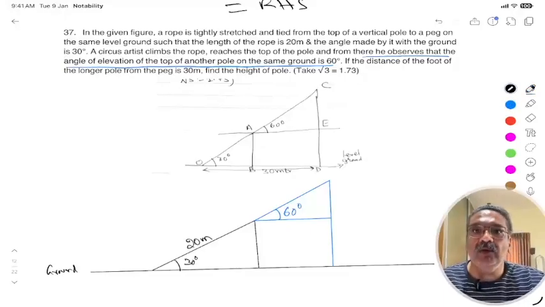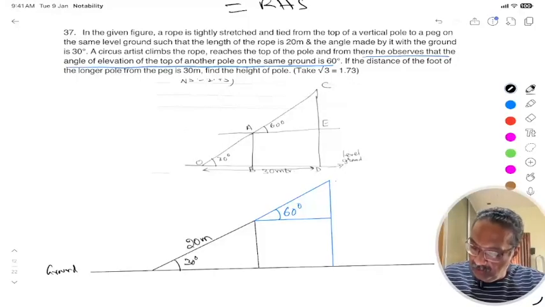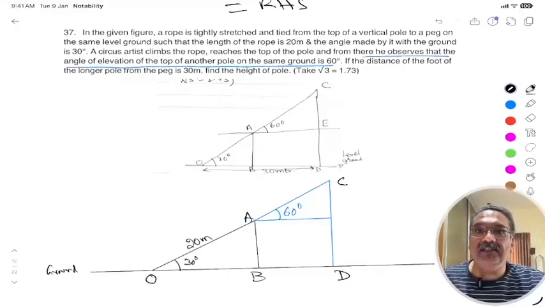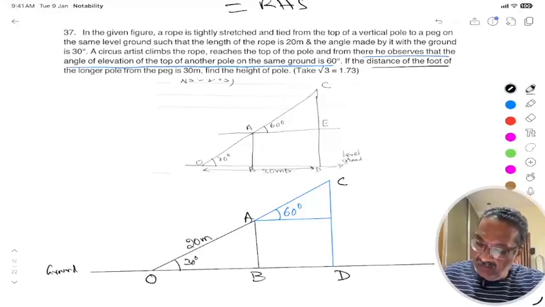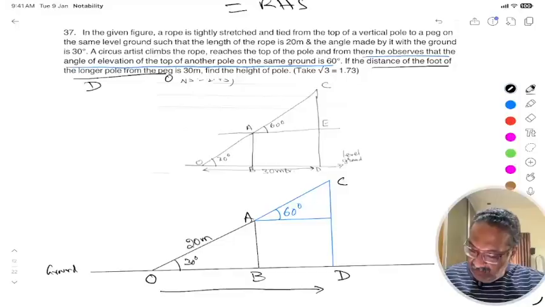ಓಕೆ, now what they are asking, if the distance of the foot of the longer pole ಯಾವುದು ಇಲ್ಲಿ CD longer pole ಆಗುತ್ತೆ. Okay, and O is given to be the peg. If the distance of the foot of the longer pole ಅಂದ್ರೆ ಯಾವುದು? Foot of the longer pole is D, from the peg is O. So this distance they have given it to be 30 meters. Now find the height of the pole.